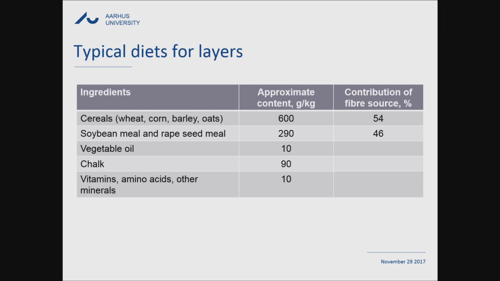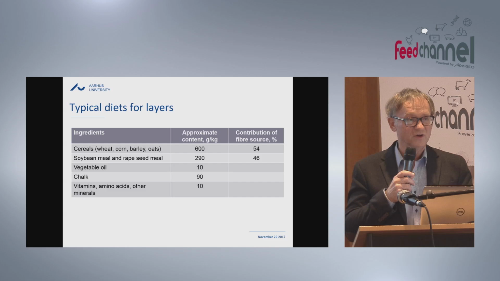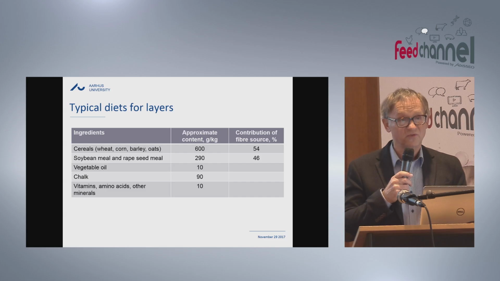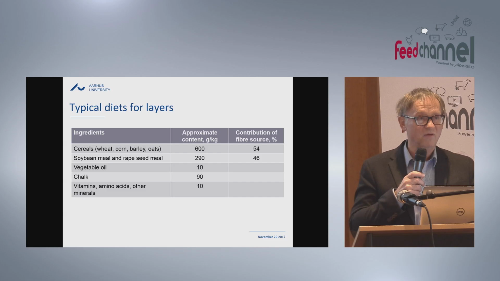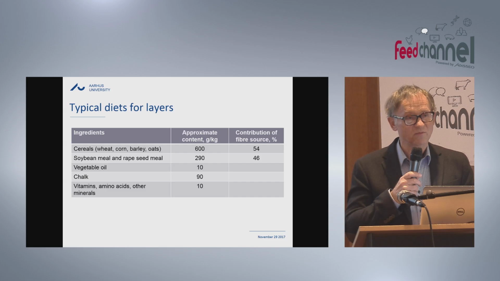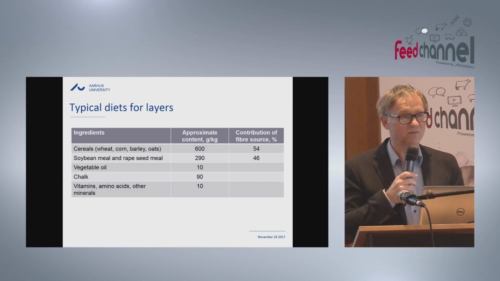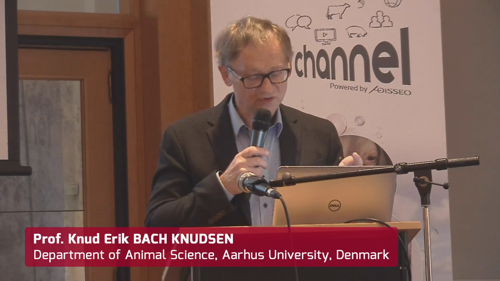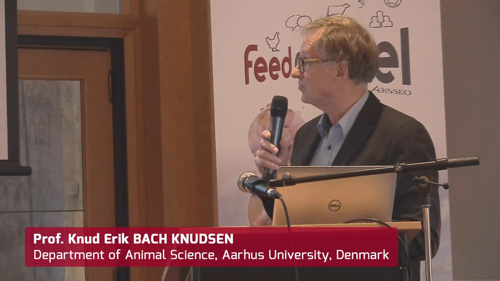And when you are calculating the proportion between the cereals and the protein-rich materials, it's approximately 54% that comes from cereals, whereas the remaining 46% comes from the protein-rich materials. That ratio can naturally vary depending on your raw material composition. For instance, if you have more corn in the diet, you will have relatively less fibers coming from the cereals, whereas if you also use other protein sources, it may be relatively more. But that's about the distribution we have.